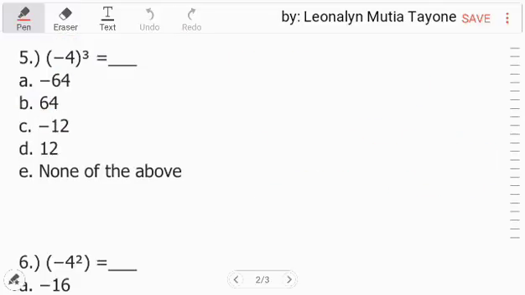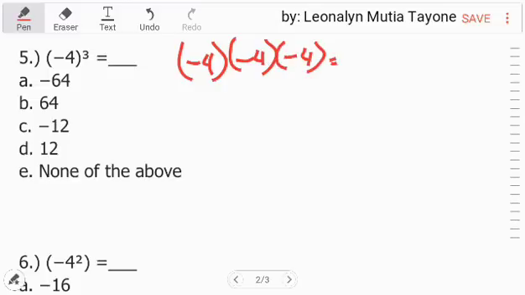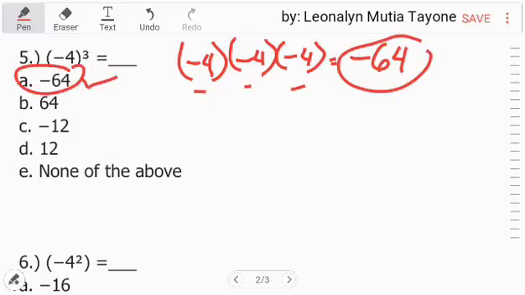Number 5. Negative 4. They're inside the parentheses, before being raised to 3. So this means negative 4 times negative 4 times negative 4. And this is, because it's an odd number, that means add, 1, 2, 3. So this is negative. 4 times 4, 16 times 4, that is 64. So the answer here is negative 64.